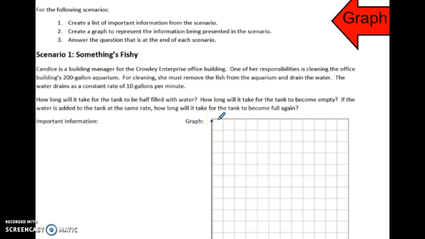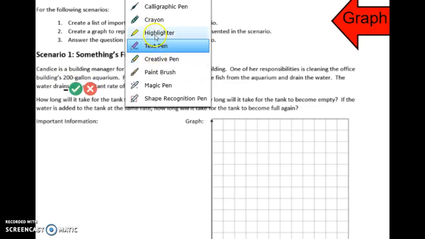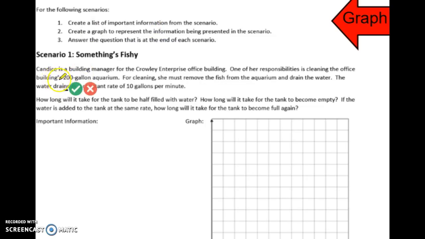Okay, so what I'm thinking to myself is I think it's important to know that the aquarium is 200 gallons. I'm going to switch to my highlighter here. That might make it a little easier. All right. I also think it's important to know that I'm draining the water. That means water is leaving the aquarium, which means it's going down. And then I also think it's important to know that it's being drained at a constant rate of 10 gallons per minute. So that's the information that I think is important.